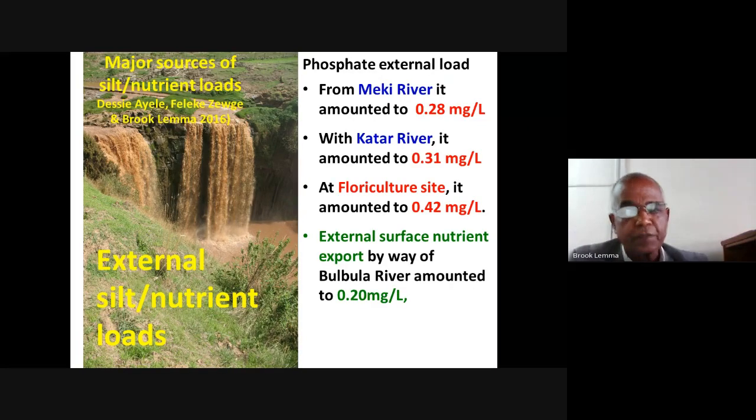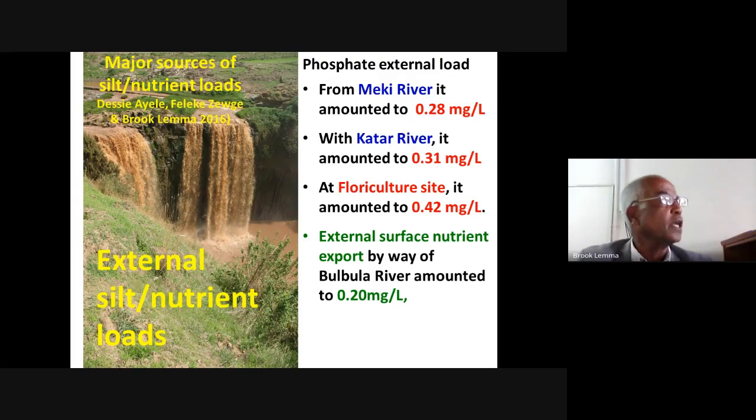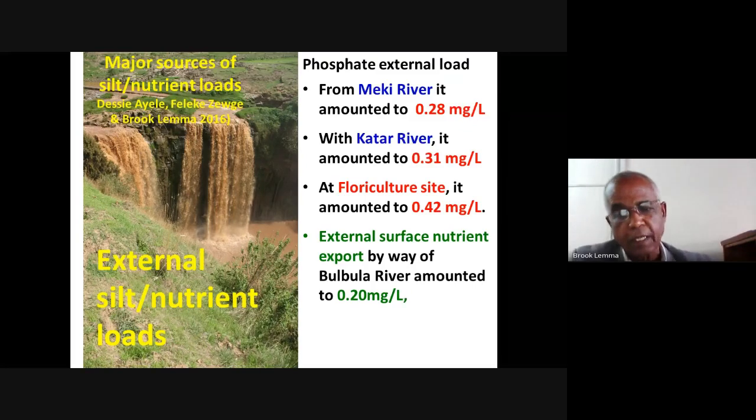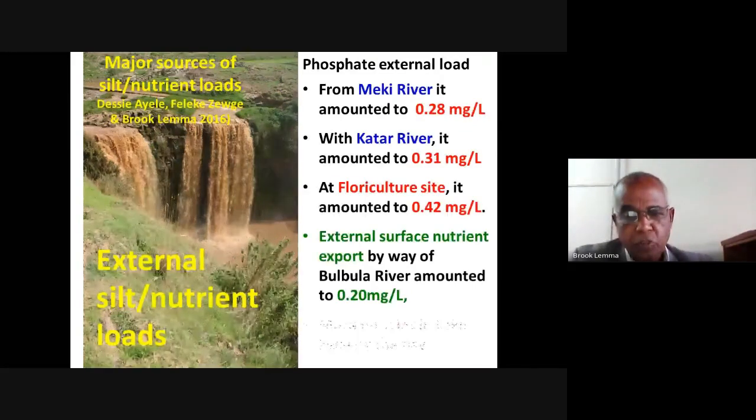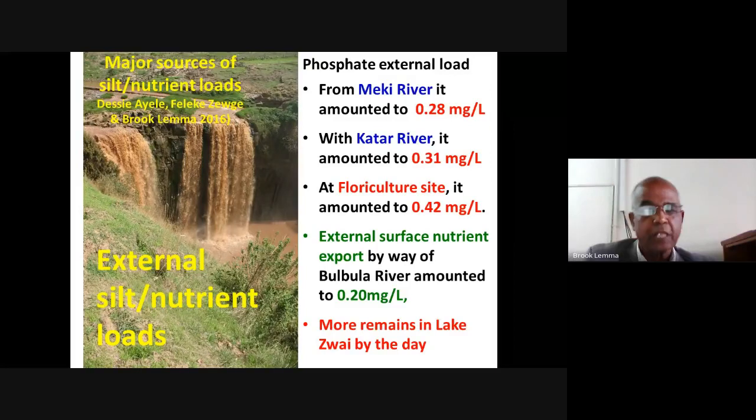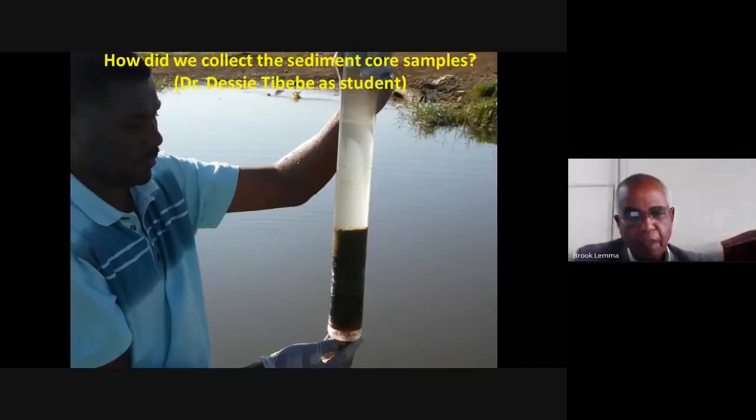And then there is the external surface nutrient export by way of the Bulbula River. There is a river that is leaving the lake and feeding other water systems like Abijata downstream. So the balance that remains in Lake Zawai is always higher.